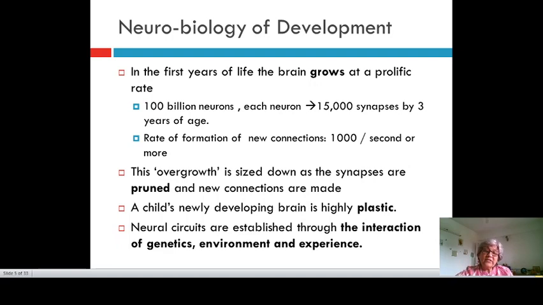This overgrowth is sized down by the process of pruning, and new connections, important connections are built up where the child gets enough stimulation, and the areas which are not stimulated die out. So this pruning is possible, and changes in the brain are possible in the young child, and this is what is called plasticity. A child's newly developing brain is highly plastic. So these are certain characteristics which are specific in a young child, and this is how the brain gradually grows.